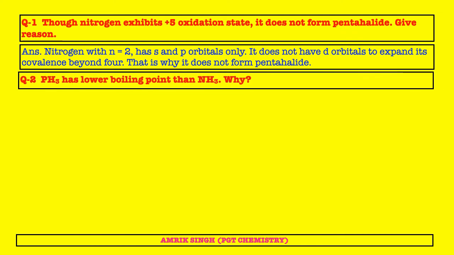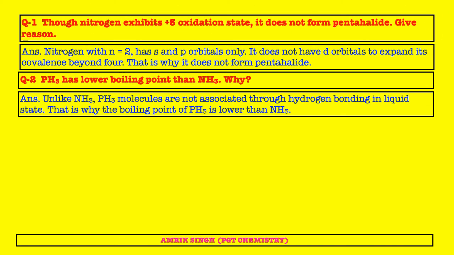Question number 2. PH3 has lower boiling point than NH3. Why? Unlike NH3, PH3 molecules are not associated through hydrogen bonding in liquid state. That is why the boiling point of PH3 is lower than NH3. हमें पता है NH3 में इंटरमोलिकुलर हाइड्रोजन बॉन्डिंग होती है, PH3 में नहीं होती. NH3 का बॉइलिंग पॉइंट इसलिए ज़्यादा होगा PH3 से.